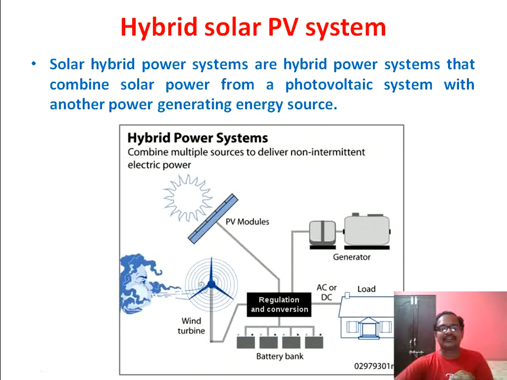And in this case, we have a battery backup also, to save the energy. Once the batteries are charged, they will supply the energy, AC or DC, to the home. That is how the hybrid solar PV system works.